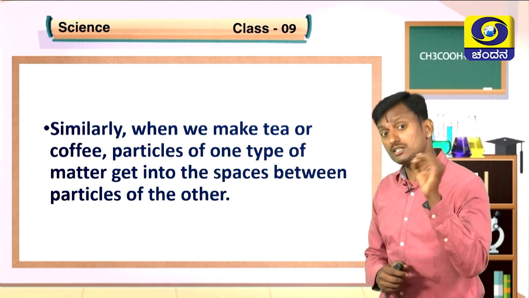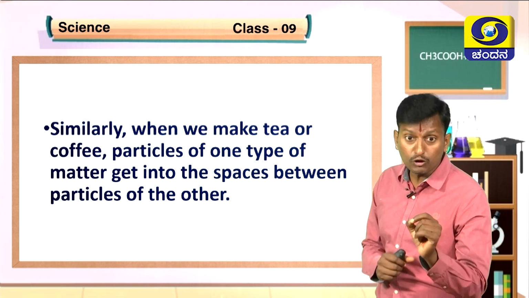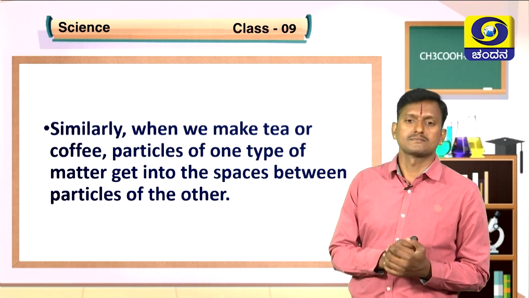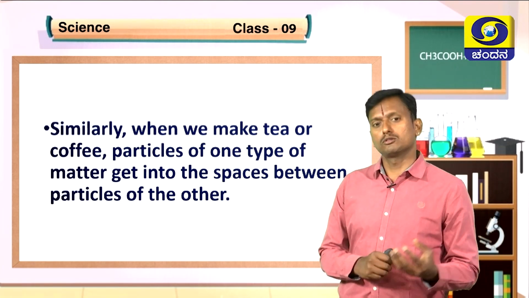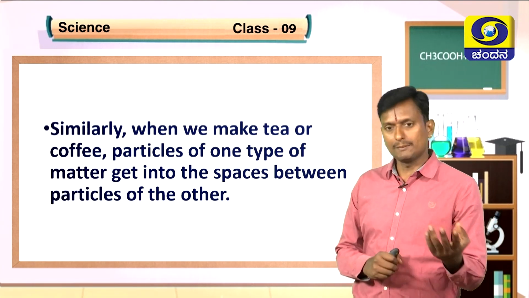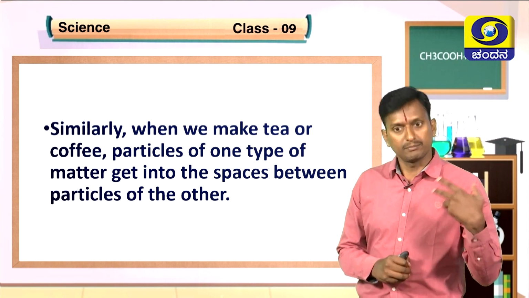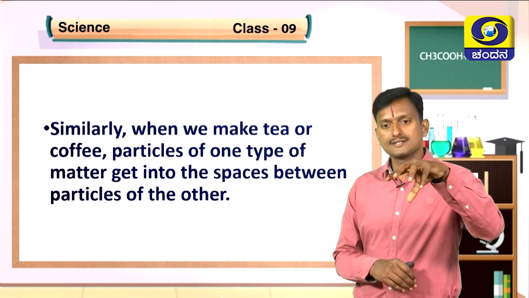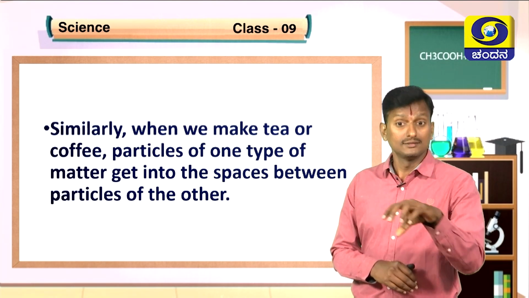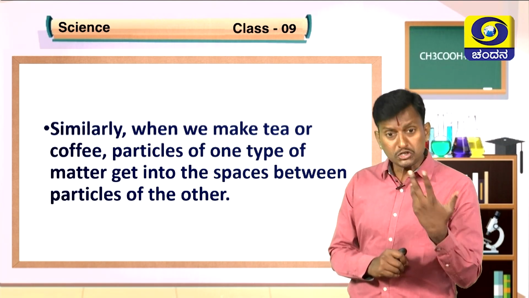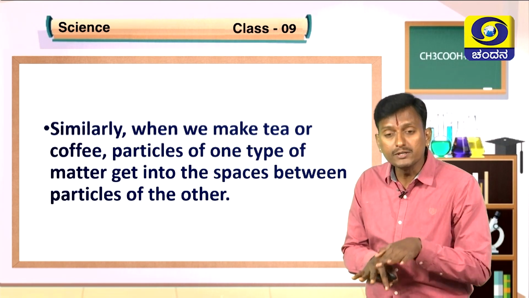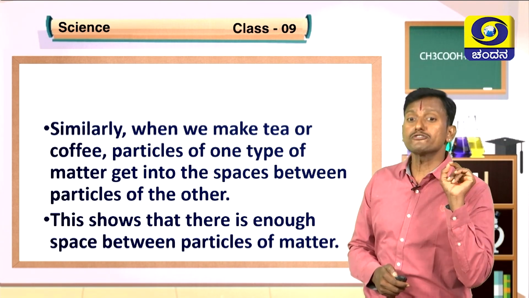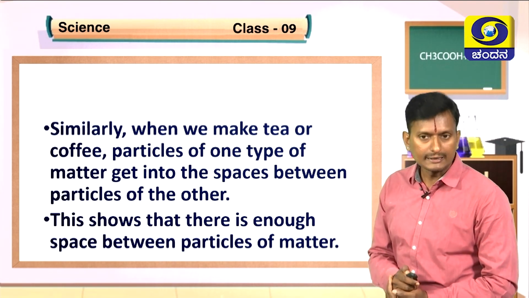Similarly, when you make a tea or coffee, particles of one type of matter get into the space between particles of the other. To prepare a coffee or tea, we use coffee powder or tea powder, milk, water, sugar, etc. After preparation, you can't distinguish or divide, okay, this is milk, this is coffee powder, tea powder, this is sugar, like that. What it shows is that they are evenly distributed with one another. So this shows that there is enough space between particles of matter.